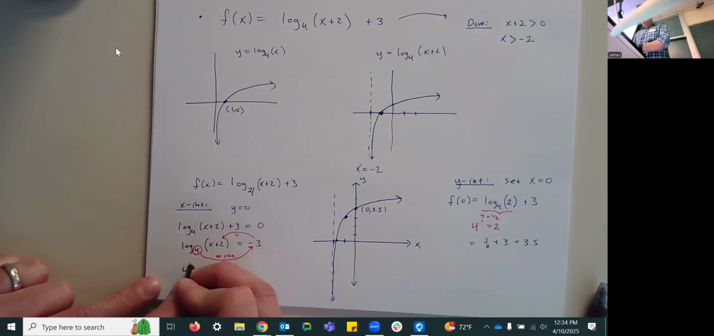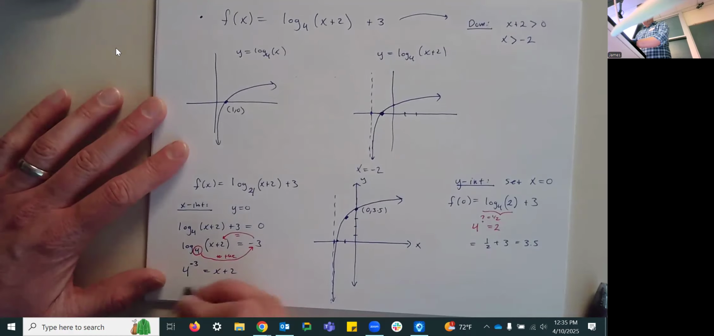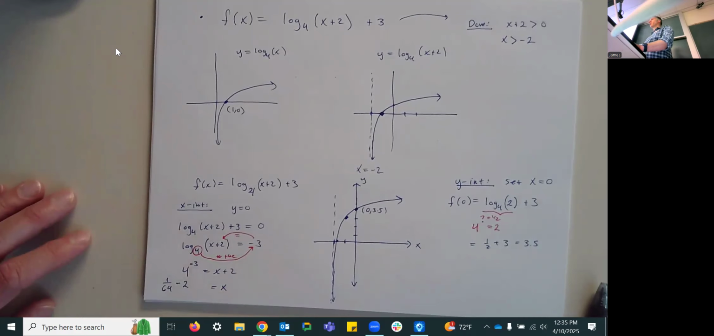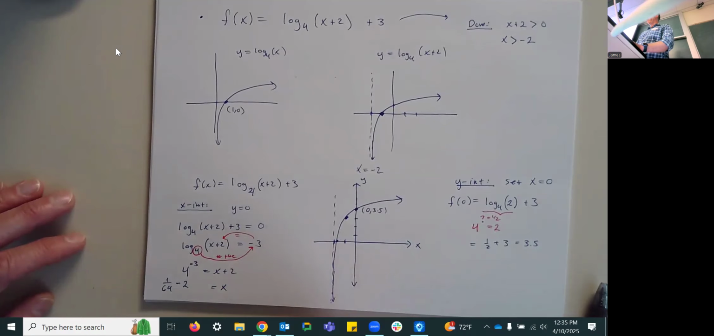So 4 to the -3rd power is equal to x plus 2. What's 4 to the positive third? 4 times 4 is 16, times another 4 is 64. So 4 to the -3rd is 1/64. So we have that x is equal to 1/64 minus 2, or -2 plus 1/64, which seems reasonable based on where it's living on my graph. It's just a little tiny bit to the right of -2. So that seems very, very plausible.